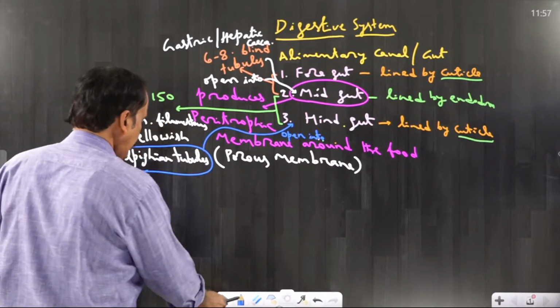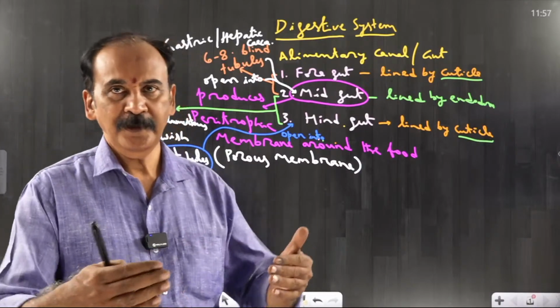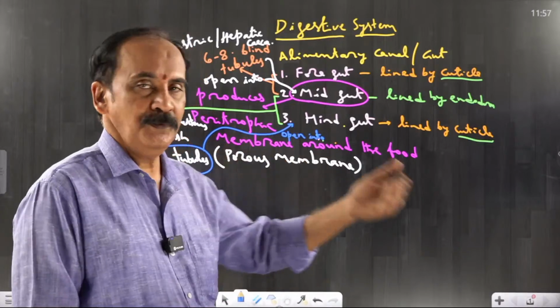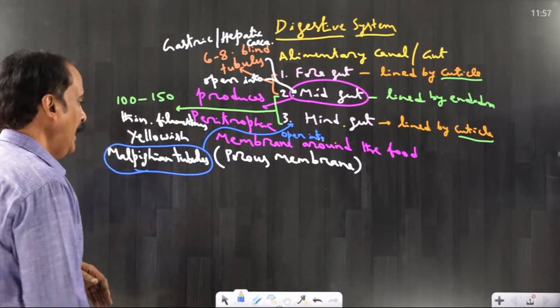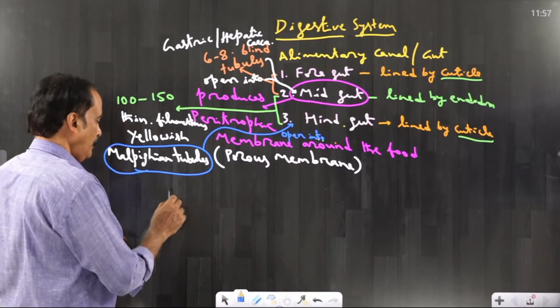Foregut will be helping in the collection of the food material. It takes the food material from the mouth and it enters into pharynx, then it comes into the narrow esophagus, then it will be stored temporarily in crop.